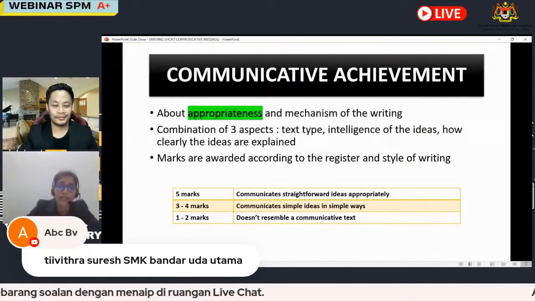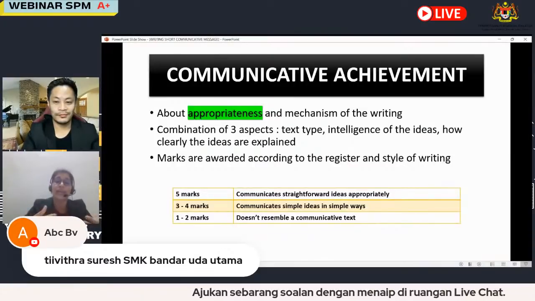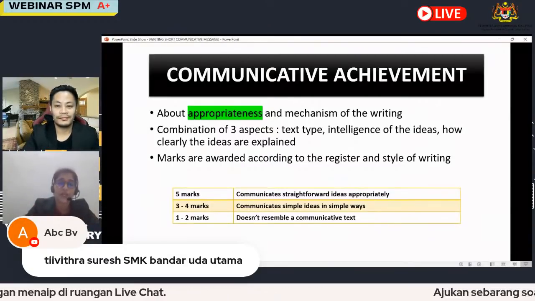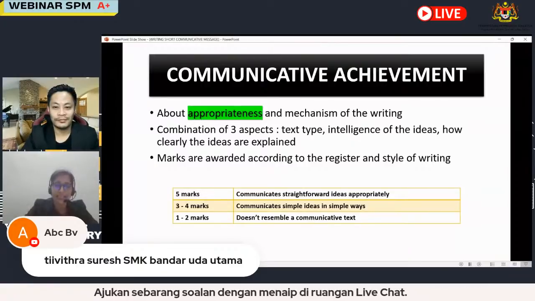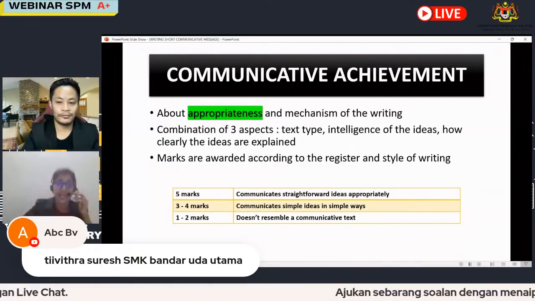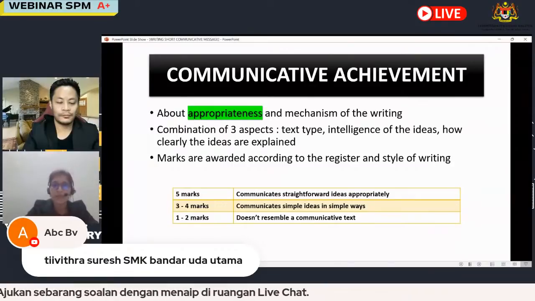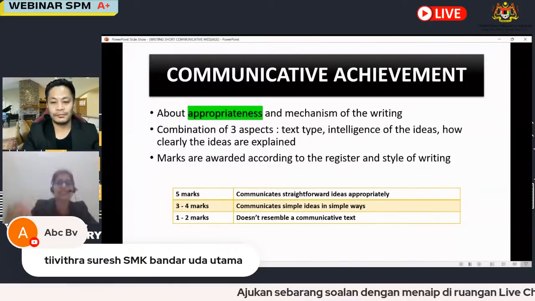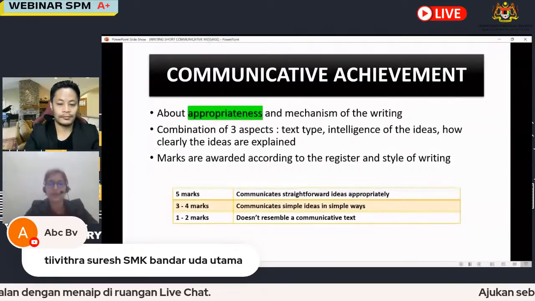It refers to the style of writing. Marks are awarded according to the register and style of writing. It also includes the tone of writing. If you are asked to advise, you need to make sure that your response is in the form of advice. If you are asked to suggest, you need to ensure that your response is in the form of suggestion. That is related to communicative achievement. Five marks are awarded if you communicate straightforward ideas appropriately. Let me highlight the word appropriately. Three to four marks if you are able to communicate simple ideas in simple ways. One to two marks if the entire response doesn't resemble a communicative text. As I mentioned, if it doesn't look like an email at all, then you will fall into the category of one to two marks.